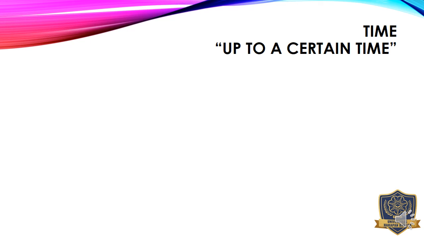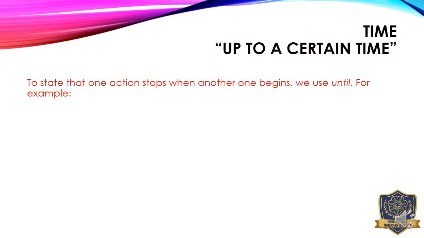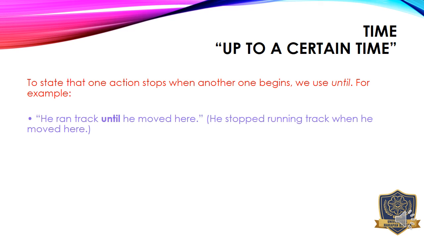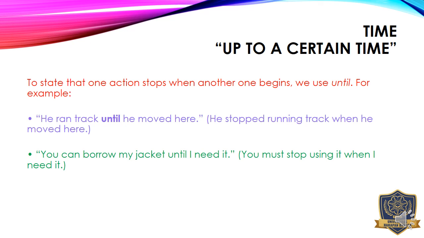Time, up to a certain time. To state that one action stops when another one begins, we use until. For example, he ran track until he moved here. It means that he stopped running track when he moved here. You can borrow my jacket until I need it. It means that you must stop using it when I need it.